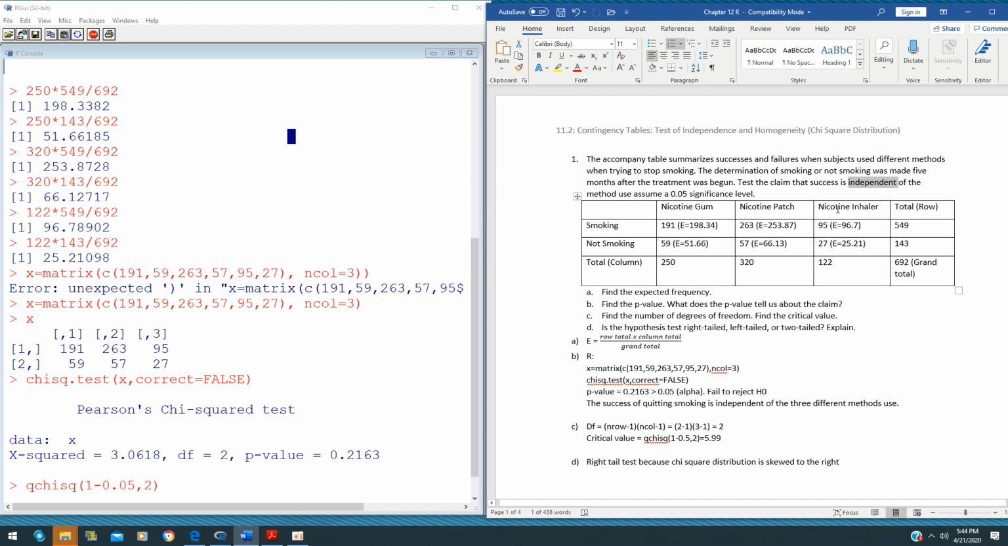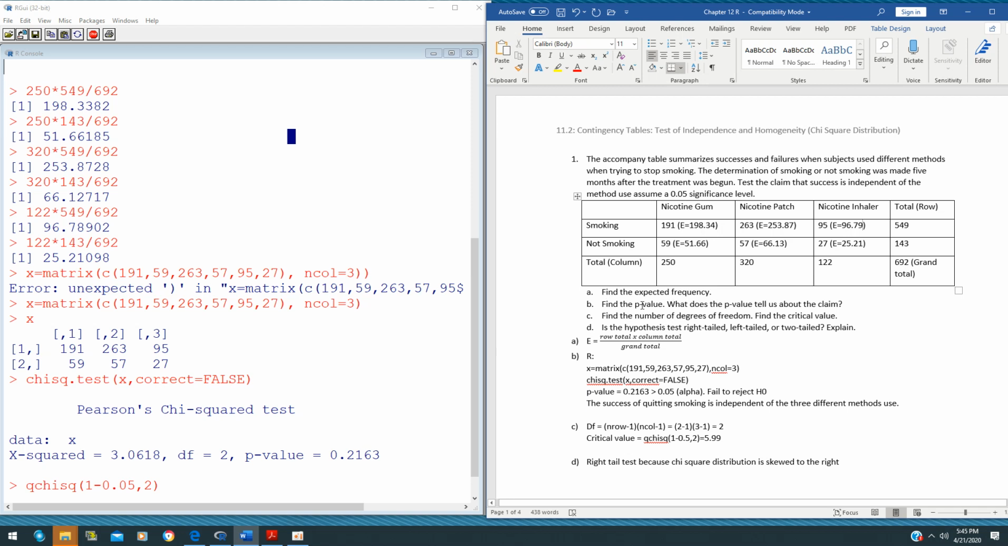And then for the nicotine inhaler who is smoking, it is 122 times 549 divided by 692, and you get 96.79 in this case. For the non-smoking who used the nicotine inhaler, it is 122 times 143 divided by 692, and you get 25.21. As you know, your expected frequency has to be in decimals. Rule of thumb, round to 2 to 3 decimal places. So this is how we find the expected frequency in A.